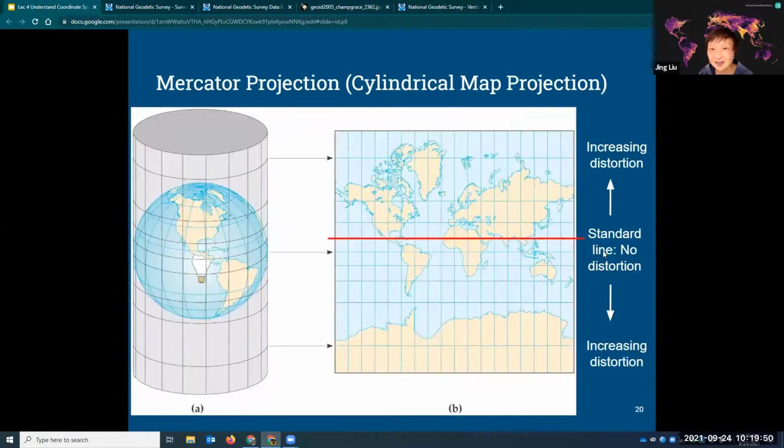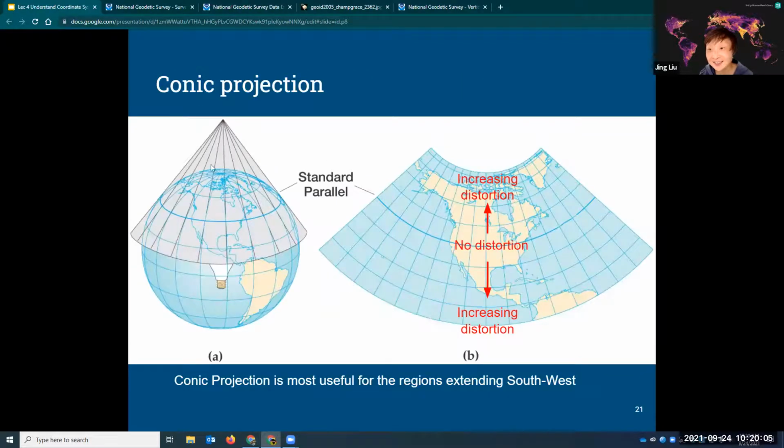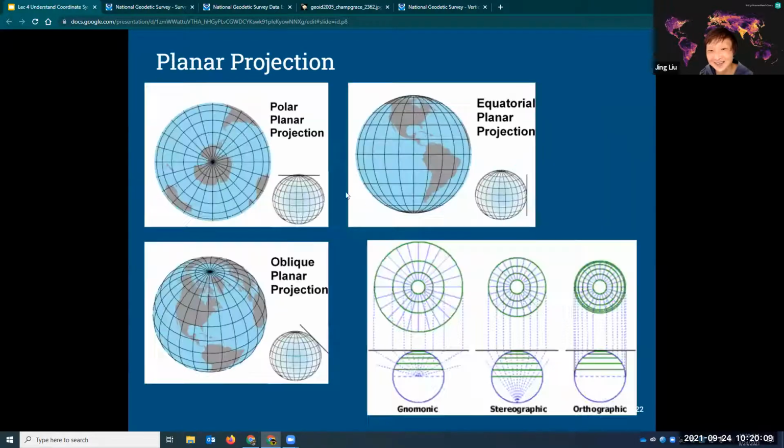Let me go through it. It's called cylindrical map projection because your flattenable surface or developable surface is a cylinder. Okay, and this is called conic because your flattenable surface is like a cone. Okay, and this is your standard line. This one I use just a piece of paper, flattened already. Okay, we call that planar map projection.